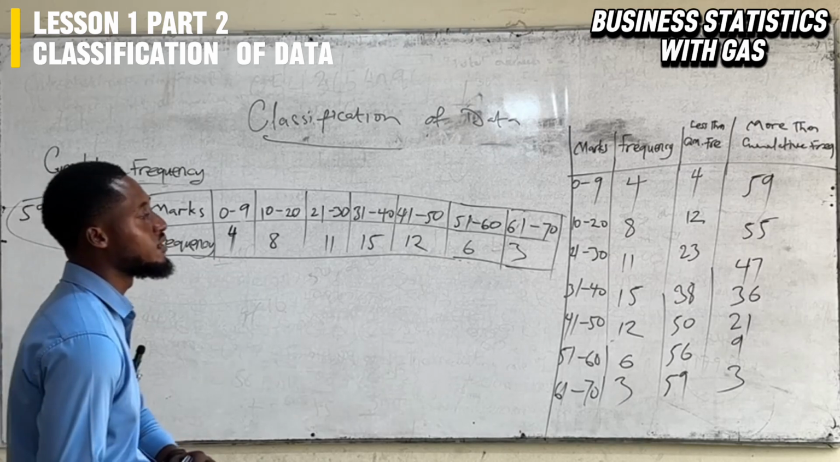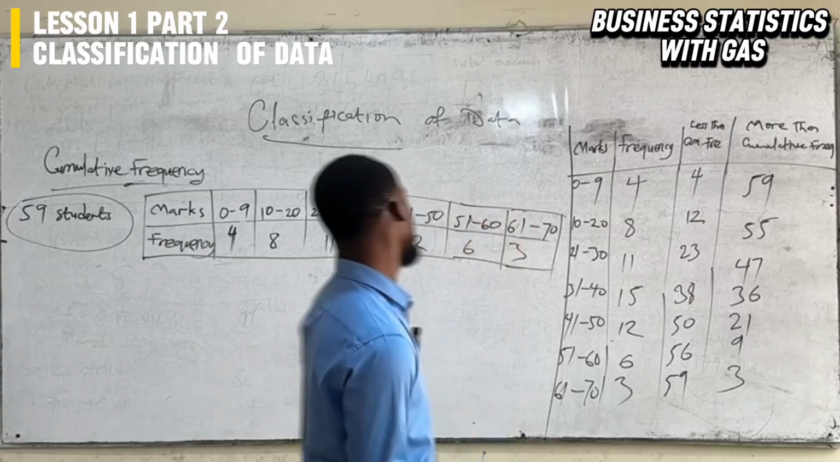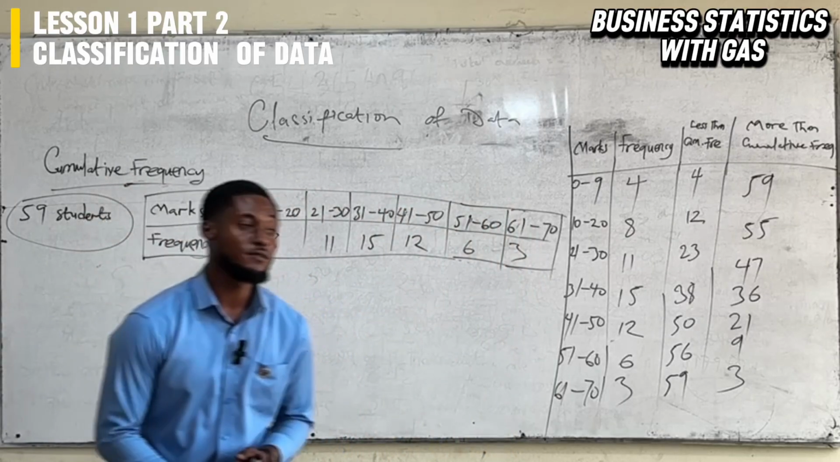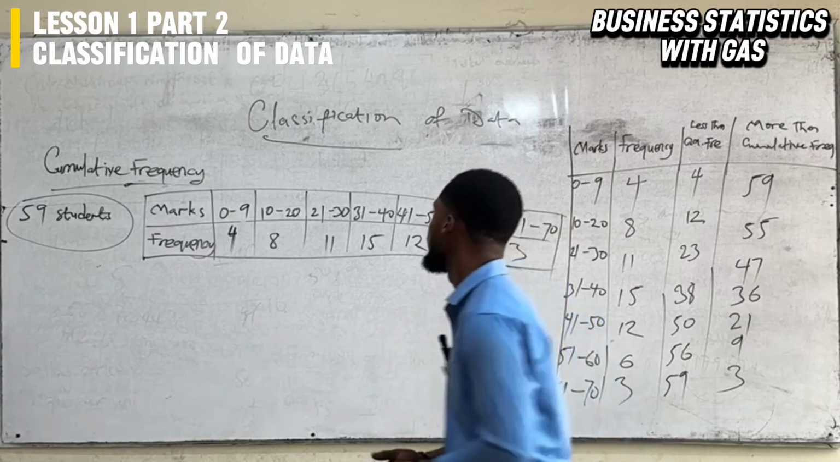We move on to the next subtopic. So now we are done with the cumulative frequency, we are done with the frequency polygon, and we are done with the histogram.